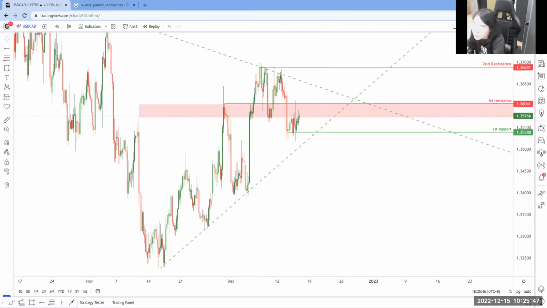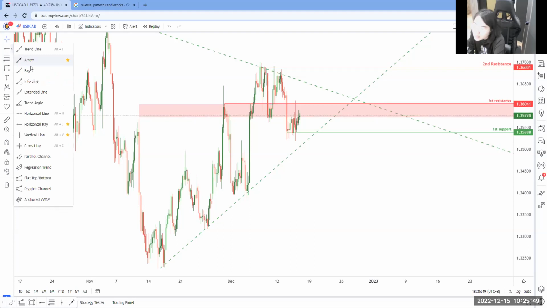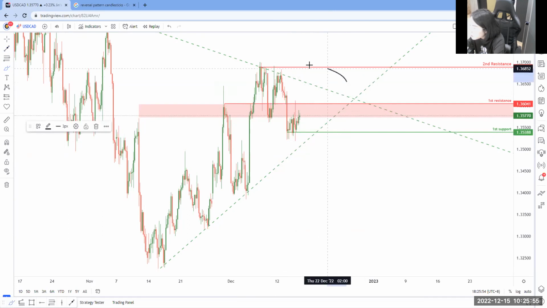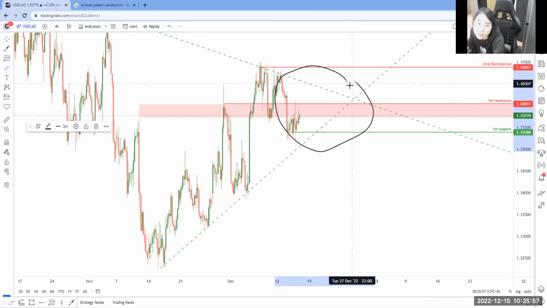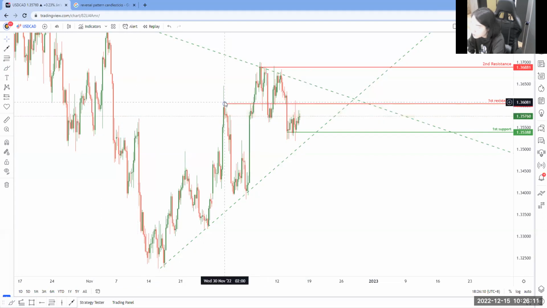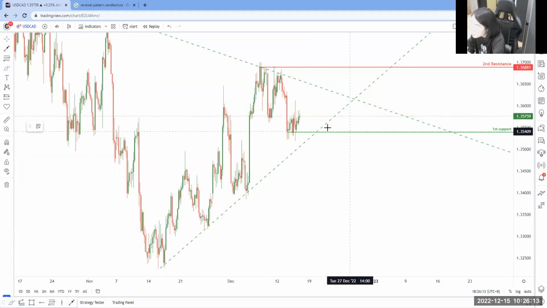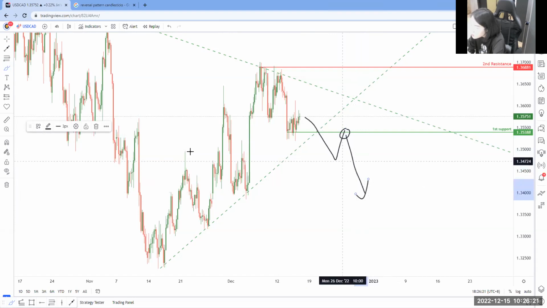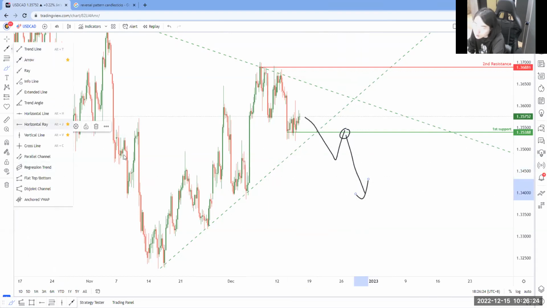Okay, so what are we waiting for now? The first thing we're waiting for ultimately is the break. Let me pull up my pen. The break of this triangle. This break of the triangle is the confirmation of the next trend. That's the first thing we're looking for. Second thing we're looking for: once price breaks this triangle, if it breaks out here, we're going to wait for the retest here, and then we're going to get in for a sell. Sell until where? We're going to sell it until here.